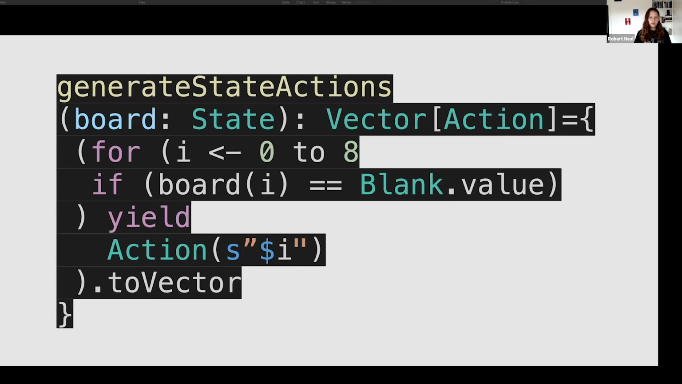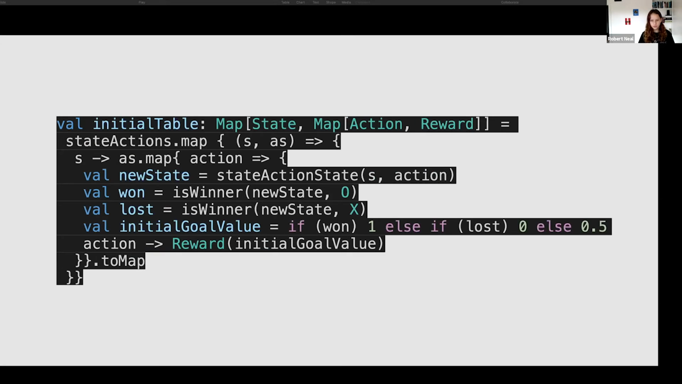So here is where the computer is being told what it can do in those states, where the computer can place its O. And here is where the state values are initially being given. All the winning states are being given a value of 1. All the losses and draws are being given a value of 0. And all other values are starting as 0.5.